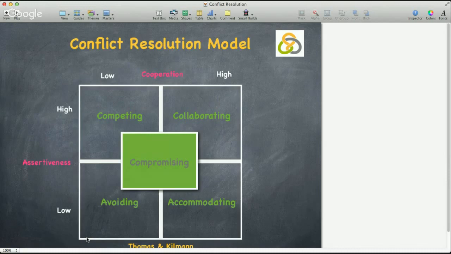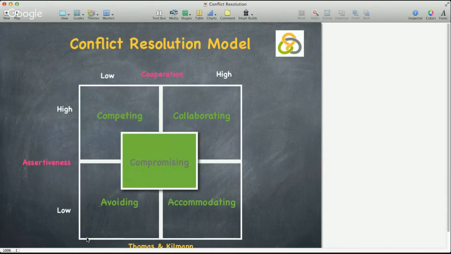Compromising, the middle box, you would think was quite a good one because it's highlighted. It involves an equal amount of assertiveness and cooperation between parties, but often results in parties only being partially satisfied. Collaborating, however, this is where we apply high assertiveness and high cooperation from all parties. This is the ideal position for a positive outcome. The question is, of course, how do you get to that position in negotiating?